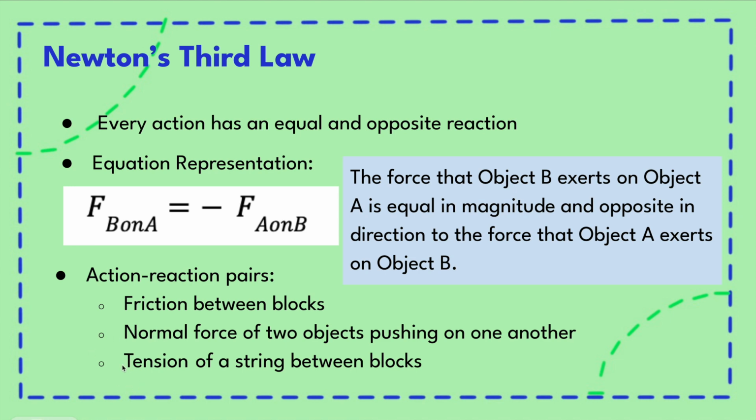And then our last example is tension of a string between blocks. So when two blocks are being connected by a string, they're both going to be pulling on each other, and those forces are equal in magnitude and opposite in direction, which qualifies them as an action-reaction pair.